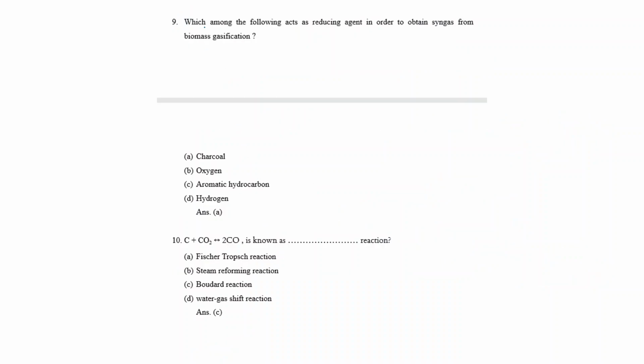Next, question number 9. Which among the following acts as a reducing agent in order to obtain syngas from biomass? Charcoal. In the charcoal reduction process, charcoal will be reduced and it will produce syngas, carbon monoxide plus hydrogen. This is A.